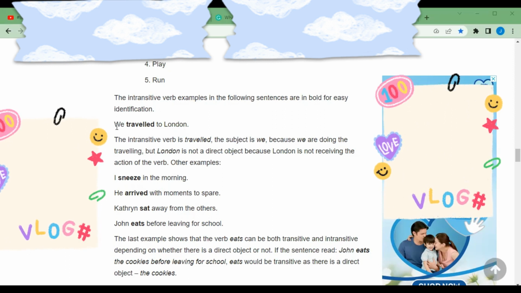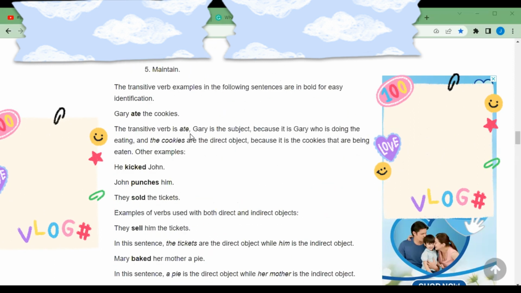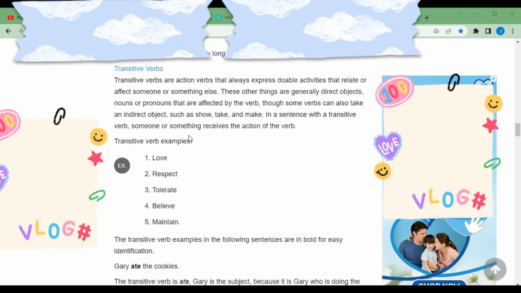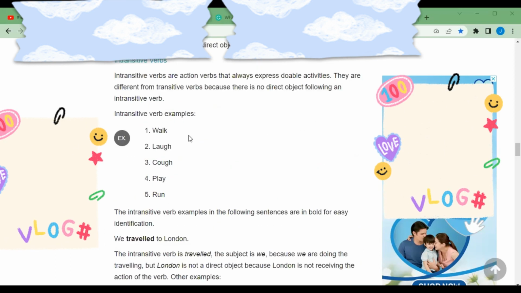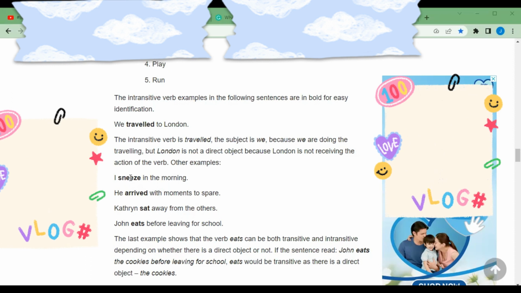The subject is we, of course. This is a pronoun, because we are doing the traveling, but London is not a direct object because London is not receiving the action of the verb. So in intransitive verbs, there is no direct object, unlike with transitive verbs, where there is a direct object that receives the action. Examples for intransitive verbs: I sneeze in the morning. He arrived with moments to spare. Catherine sat away from the others.